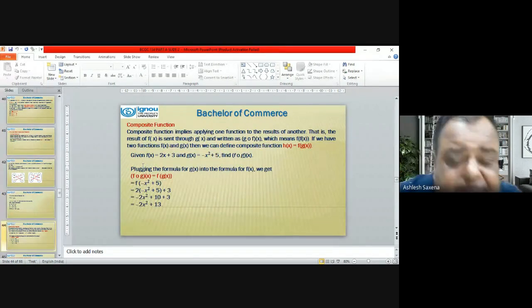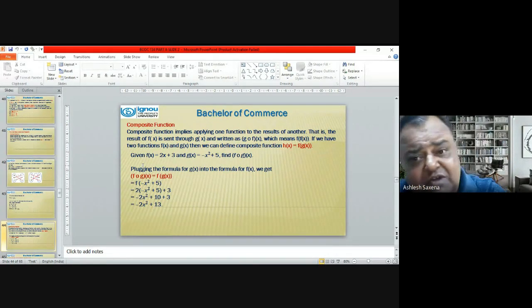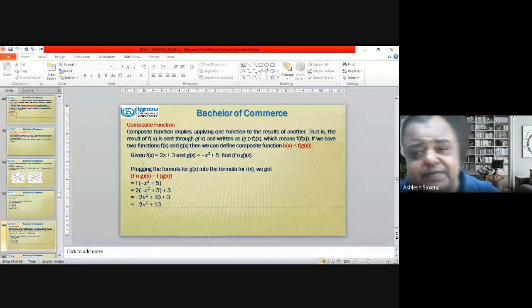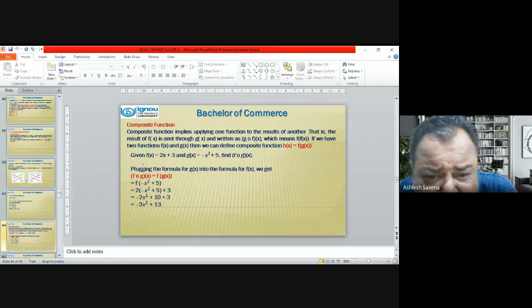Now, composite function. A composite function implies applying one function to the result of another. That is, the result of f(x) is sent through g(x) and is written as g of f of x. Suppose we have a function f(x) equal to 2x plus 3 and g(x) equal to minus x squared plus 5. We have to find f of g of x.